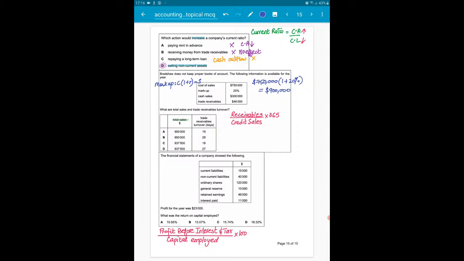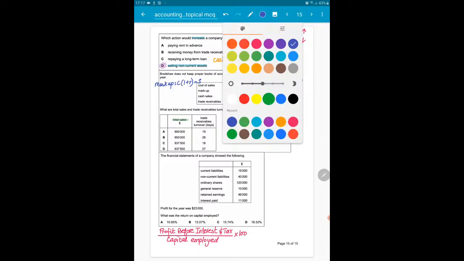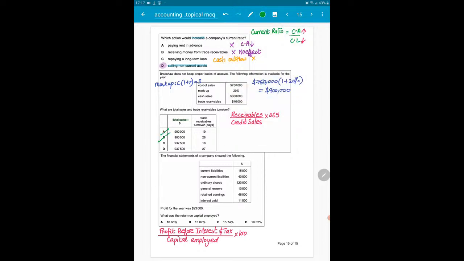When we got 900,000, definitely our answer is either option A or B, and options C and D got eliminated. They are both eliminated because the total sales value is not matching with them. So either option A is the answer or option B is the answer. Moving forward, we have to find out what is the trade receivables turnover in days.